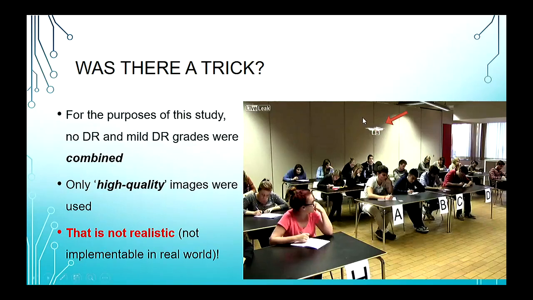Oh, by the way, I love this image because this is the new way they're going to monitor exams. Silent drones, that's real.